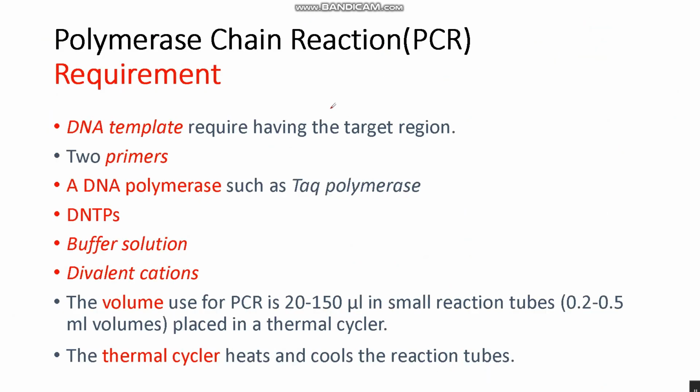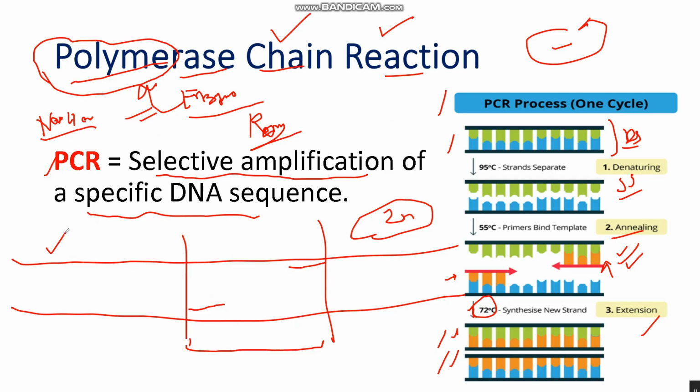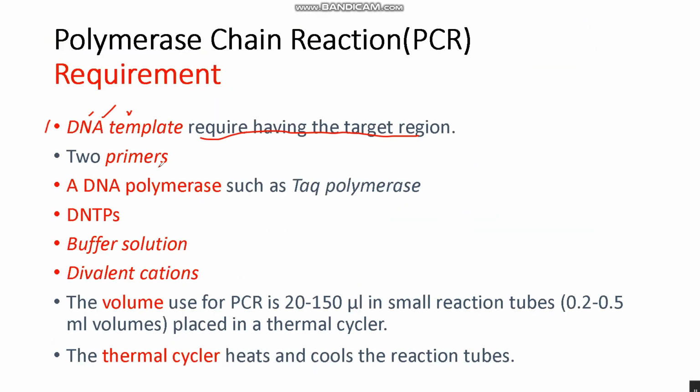So what are the requirements of PCR? First of all, the DNA template, which must have the target region. This is the DNA template, and it has the specific DNA target region. And two primers that attach to your DNA target. So two primers are needed: the forward primer and the reverse primer. And a DNA polymerase such as Taq polymerase.